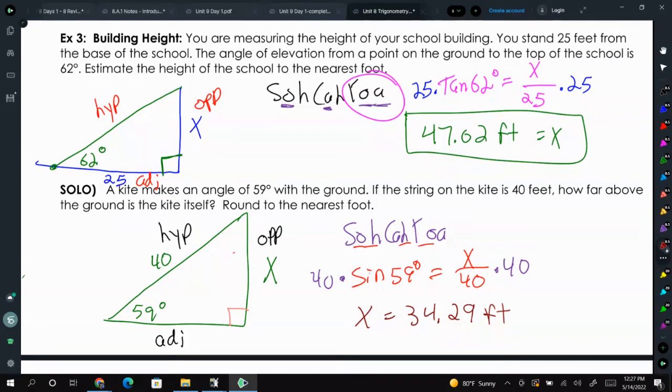So this lesson was a bit of a review from geometry last year, so it was nothing new. We just needed to go back and kind of just remember how we did things.